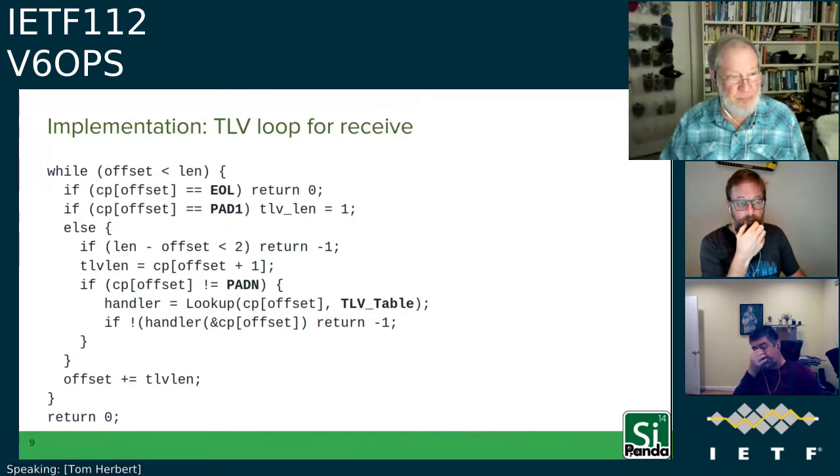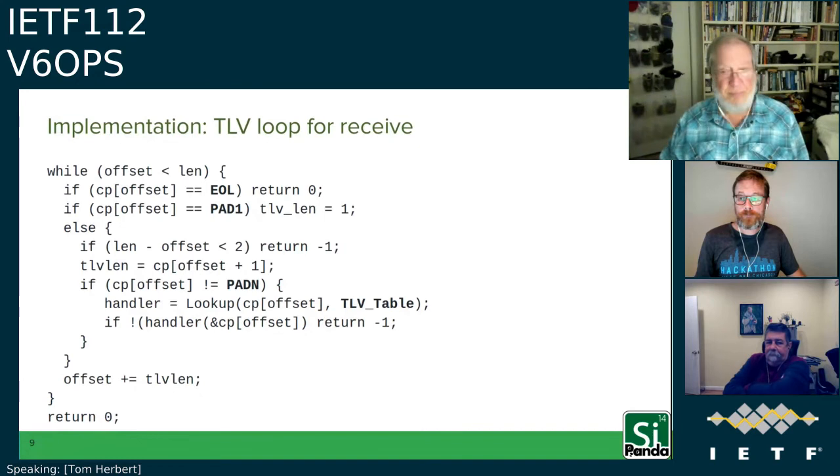Look at the TLV length, which as I mentioned is the second byte. With the TLV length, we now know what the type and the length are. If it's pad N, meaning multi-byte padding, we'll handle that separately. But if it's not pad N, then usually we'll do some sort of lookup or a switch on the type, and that will return some sort of handler. We call into the handler, and if the handler is okay, we proceed. At the end of the loop, we adjust the offset by the TLV length. So all TLV loops pretty much are going to look like that.